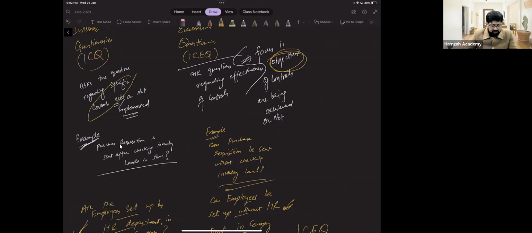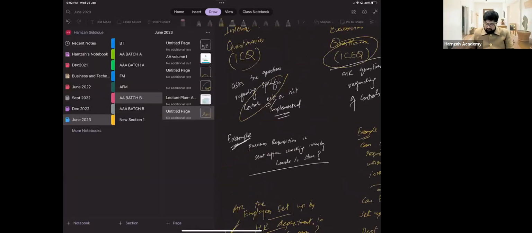So students, that's why ICEQs, since they are designed in terms of objectives, can be applied to different companies and a wider variety of systems. Now, come to the notes.